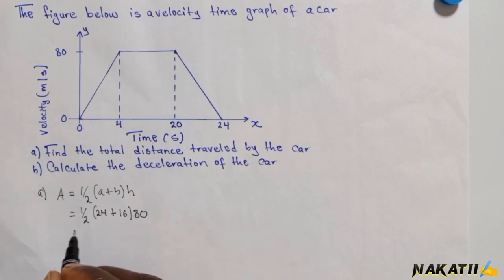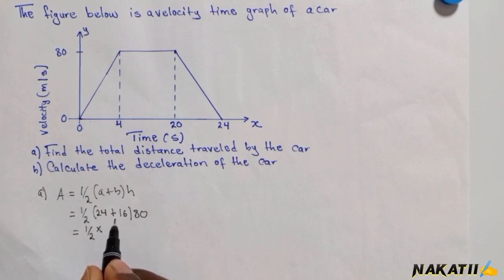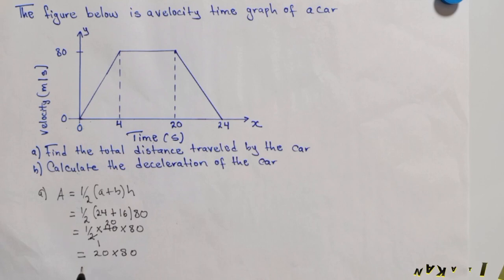And therefore this one will be a half times 24 plus 16. This one gives us 40 times 80 by 2, which is 20 times 80, which is simply 1600 meters. That is the total distance traveled by this car.